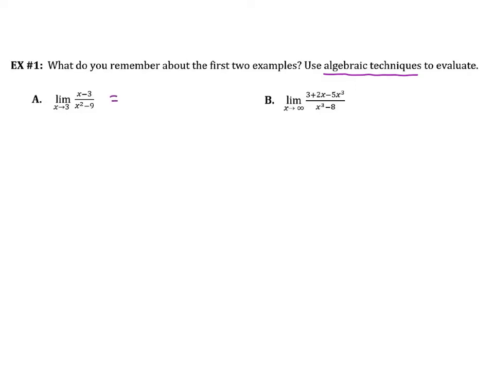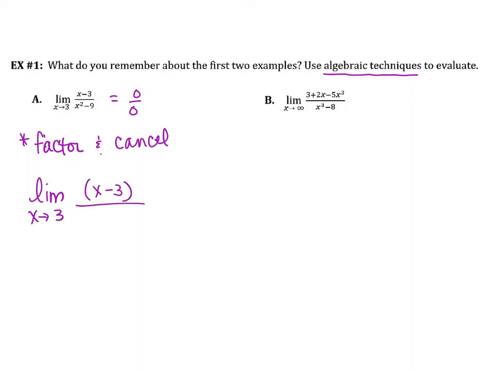When we plugged in, we had 0 over 0. And we always said that this might be a good place for us to factor and then cancel. And that's what we need to do here because we do have a point of discontinuity. So if we look at our limit as x approaches 3 of our factored form, the numerator is prime, but the denominator, we can factor this. And so we cancel here, and hopefully we see that we do get 1/6. And that's a good algebra review.